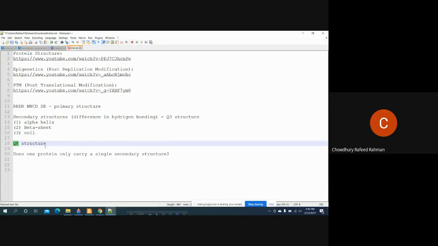Can anyone say what does Q8 mean? There are 8 kinds of secondary structures. Eight types of secondary structures, yes.